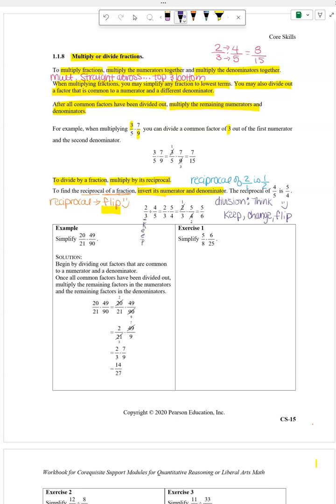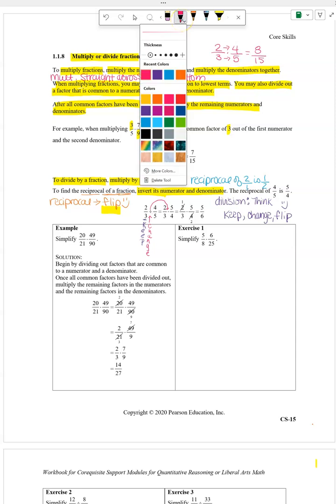Keep. And then now, we're going to change this little sign right here. We're going to change the division sign to its opposite, right? We're going to change division into multiplication, right? You see how we changed it from this guy to that guy. Cool? So we keep, change.